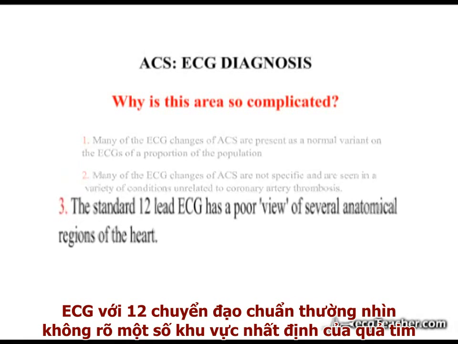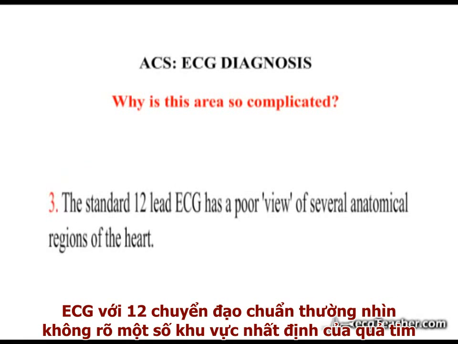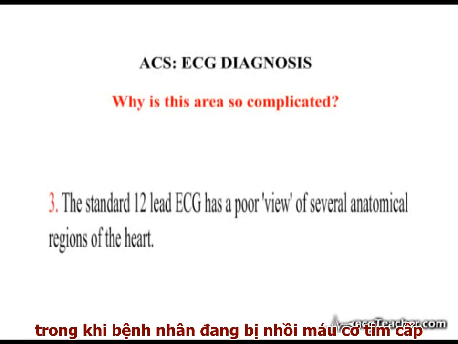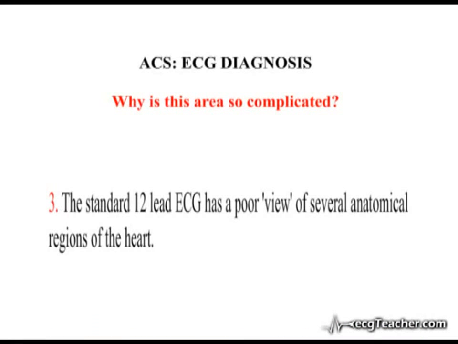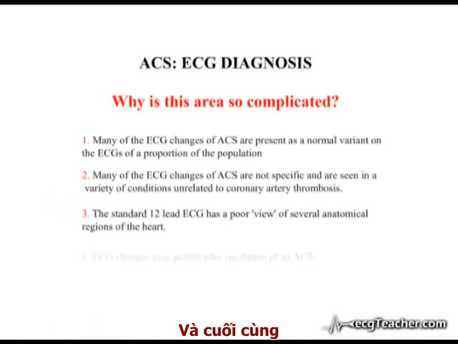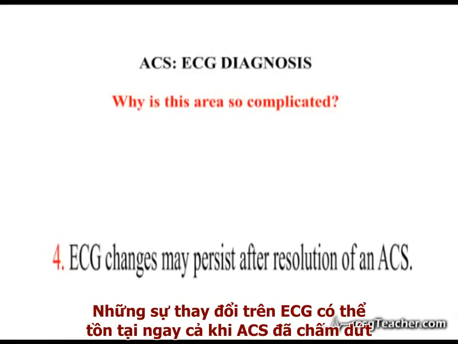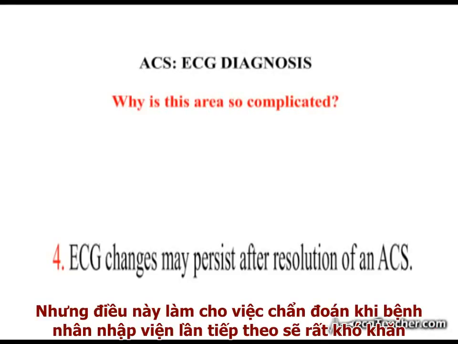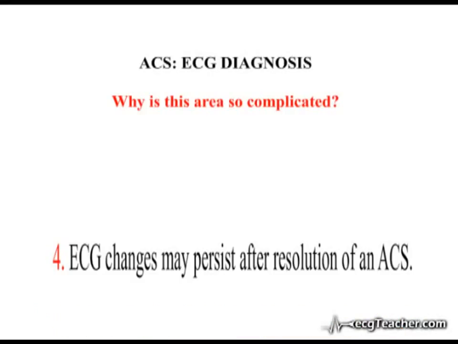Also, the standard 12-lead ECG has a poor view of several anatomical regions of the heart. It is possible for an initial ECG to appear completely normal in a person suffering an acute MI. And finally, ECG changes may persist following resolution of an ACS. While this generally has no consequences for the patient, it makes the interpretation of ECGs at subsequent presentations difficult.